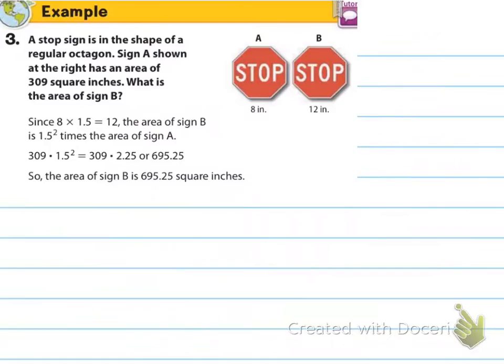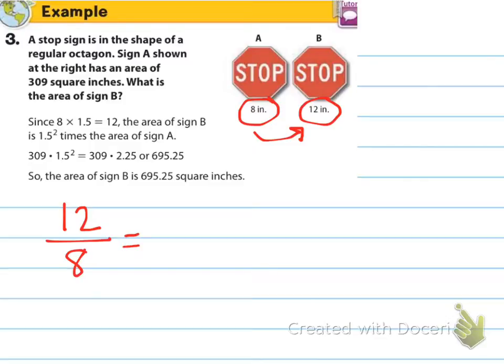All right. And then example number 3, a stop sign is in the shape of a regular octagon. Sign A shown at the right has the area of 309 square inches. What is the area of sign B? So it says that we have a side length of 8 and a side length of 12. If I want to figure out what the difference is to go from here to here, I take the new and I divide it by the old, and that's going to give me my multiplier, which is going to be 1.5.